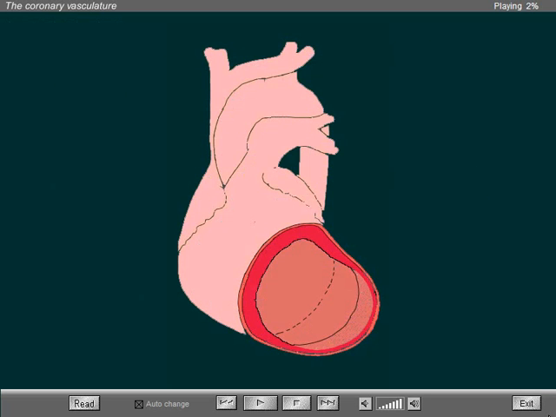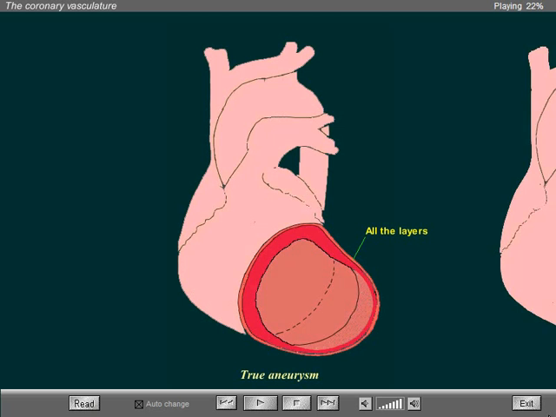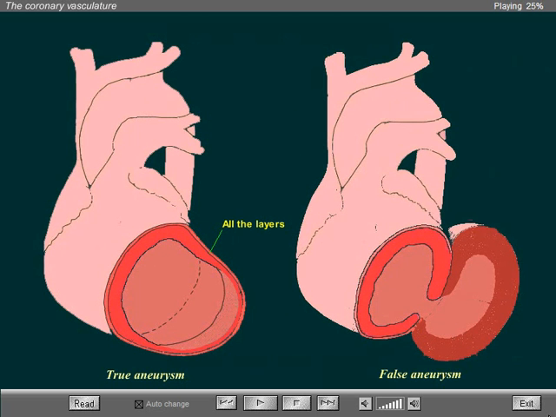This is a diagram which shows the effects of a heart attack when a ventricular aneurysm occurs. When there is a true aneurysm, we can see all the layers of the heart represented, and there may or may not be a mural thrombus associated with it. When there is a false aneurysm, there is a rupture of the heart, and then we can see that the wall of the heart is formed by the blood clot and the pericardium.